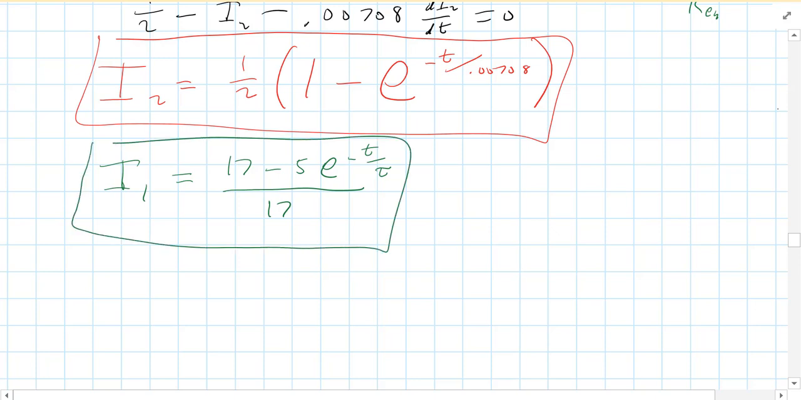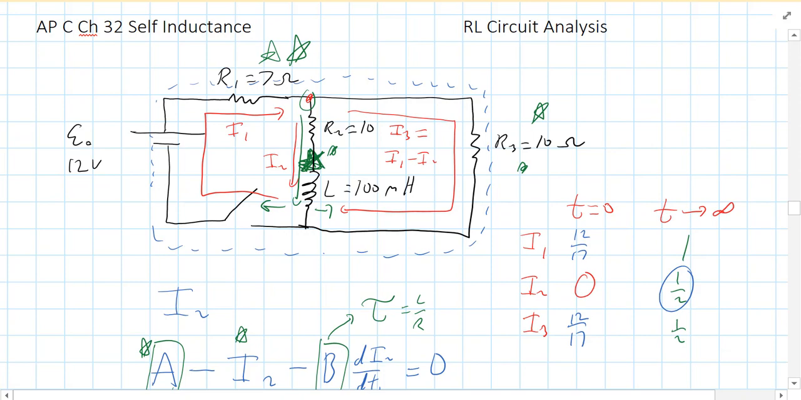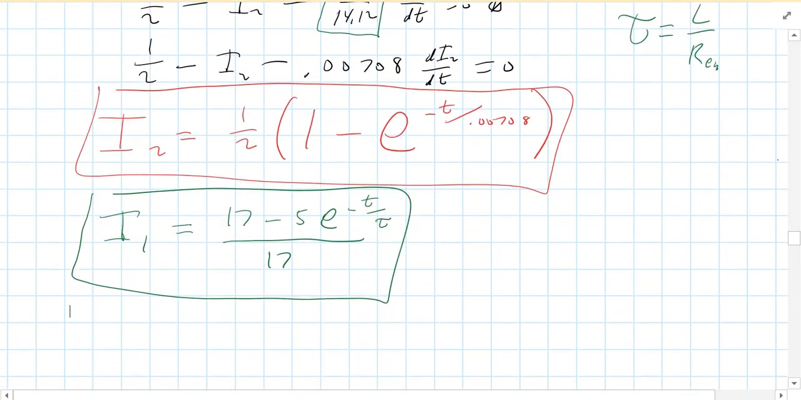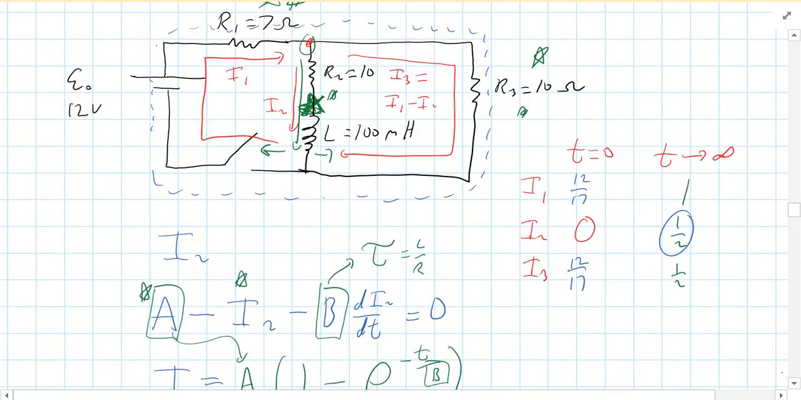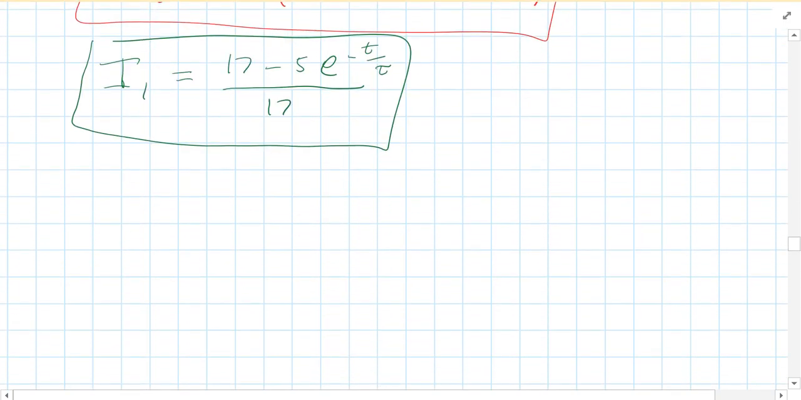Now notice when t equals 0, e to the 0 is 1, you get 17 minus 5, which is 12 over 17. So our current should have been 12 over 17 to start with. Okay, cool. And then after a long time, e to the negative big number is 0, you get 17 over 17, which is 1, which I1 should have been after a long time. You do a similar thing for I3.